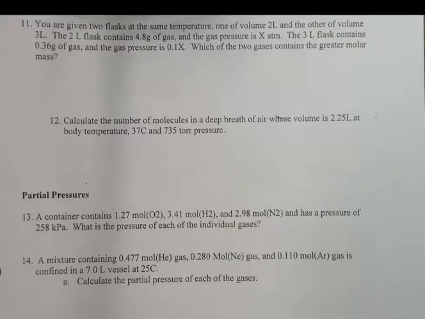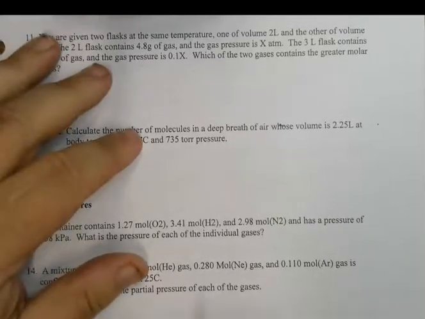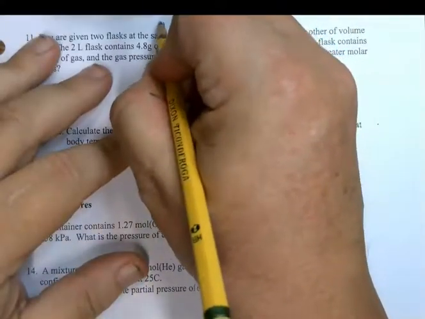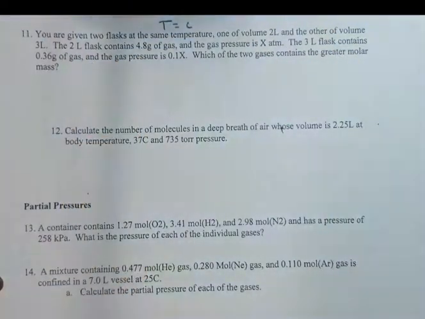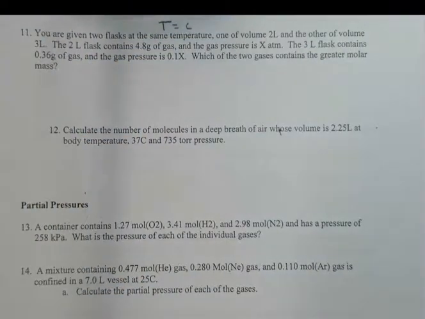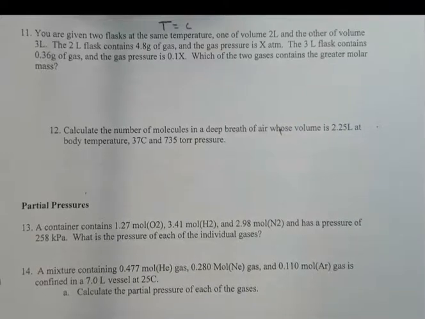Okay, let's go ahead and do number 11. 11 and 12 are kind of challenging. They come from your textbook. So you are given two flasks at the same temperature. I just kind of like to write T equals C for constant. One has a volume of 2 liters, the other a volume of 3 liters.